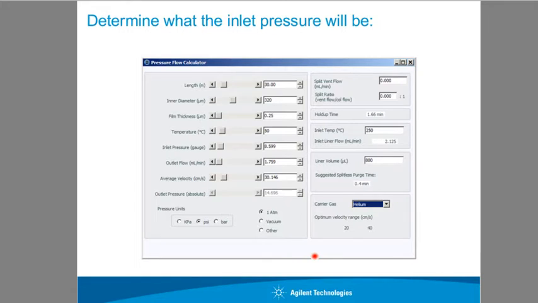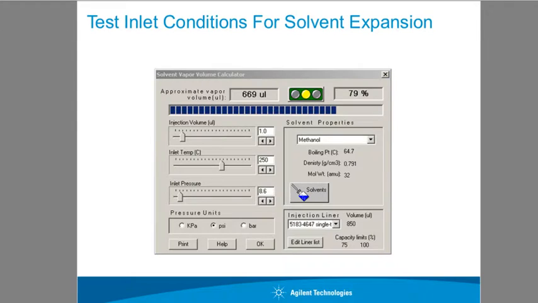And just to show you the newer version of that, it does exactly the same. Again, put your column dimensions in, starting oven temperature. I have my average velocity of 30, inlet temperature 250, and it gives me 8.6 as my inlet pressure. So then I take that over to the vapor volume calculator. So I had 250 as my inlet temperature. I'm going to inject 1 microliter.